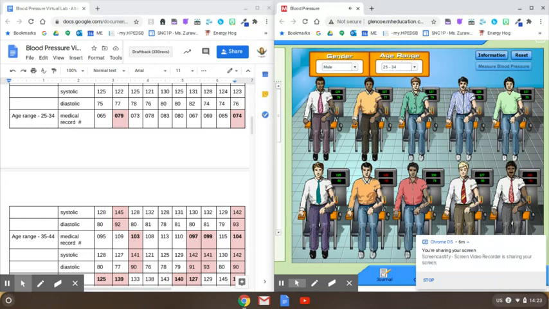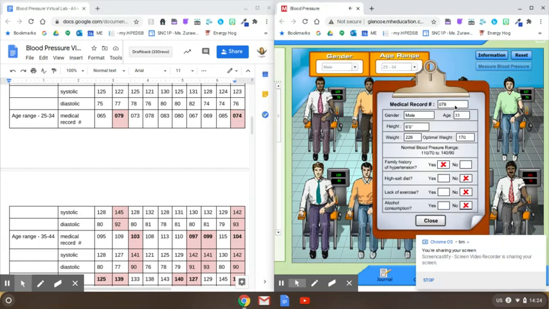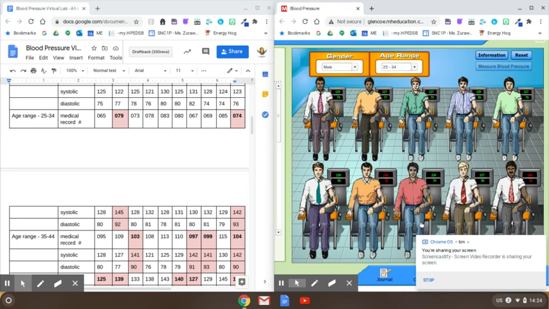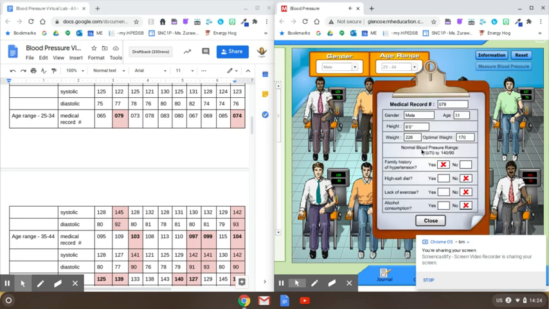For a male 25 to 34, all of a sudden we get all of our green numbers, but we see these two red numbers. So if we look closer, you'll see similar results in mine. And we've got a male number 79. So that's actually him right here. And he's got a blood pressure of, where was it? Yeah, 145/92.